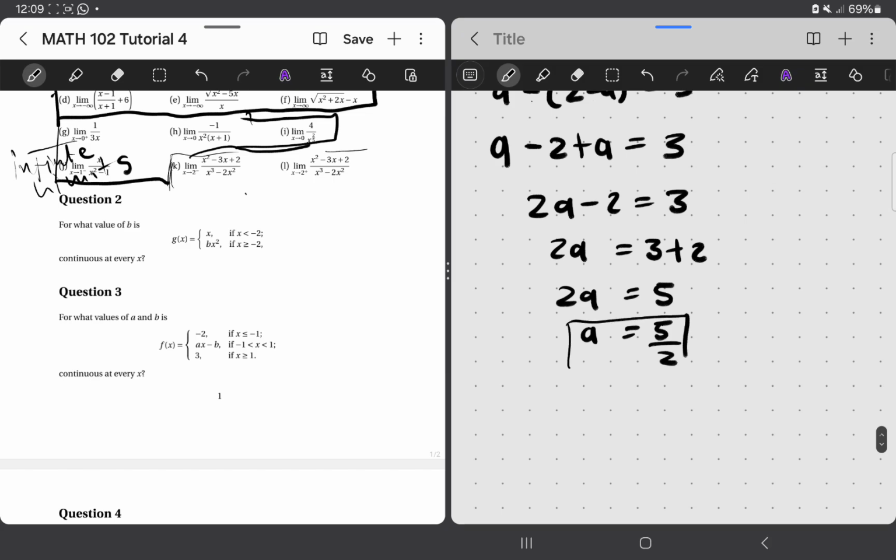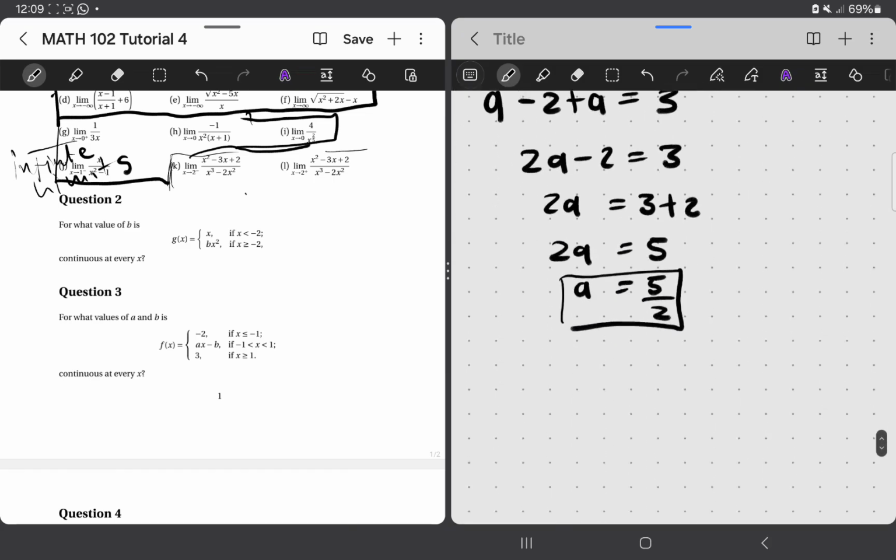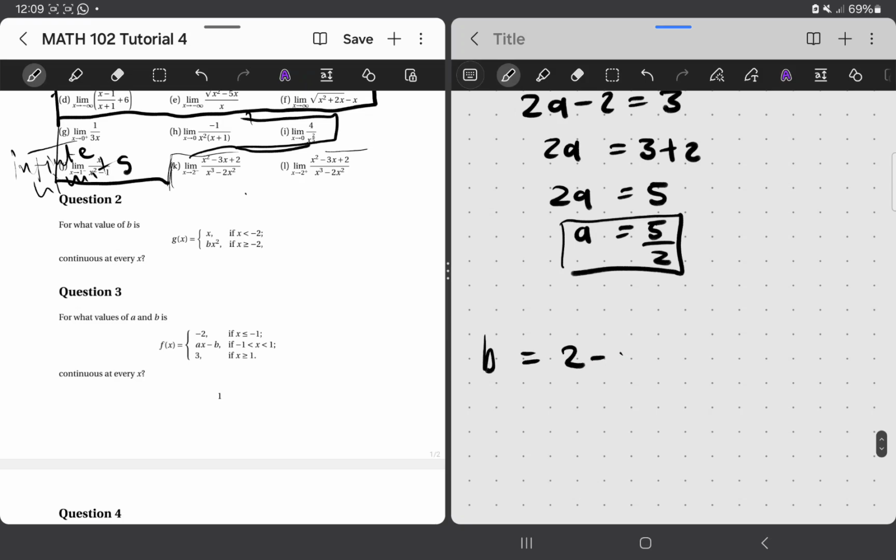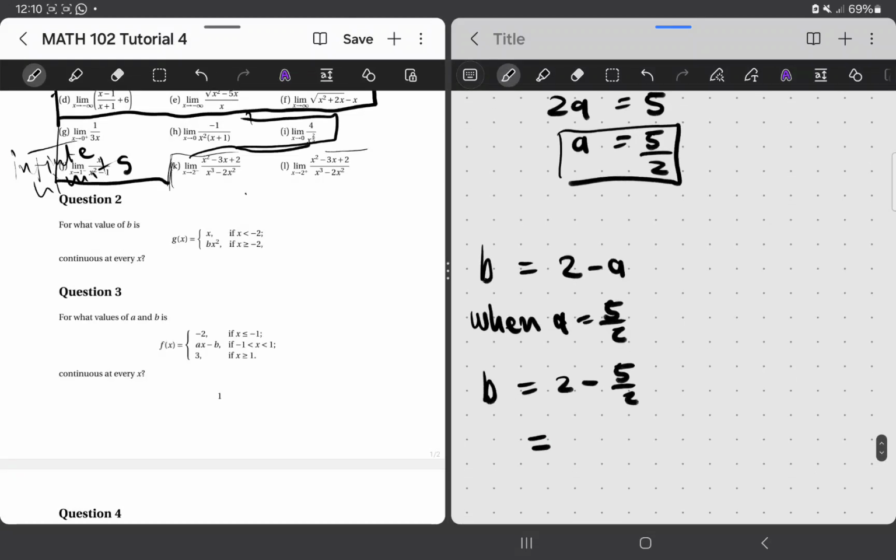Now, what did we say b was? You can say b is equal to 2 minus a. So when a is equal to 5 over 2, b will be equal to 2 minus 5 over 2, which is going to be equal to negative 1 over 2. You can put it in the calculator. You say 2 minus open bracket 5 over 2 close bracket is equal to. Then you press second function, then the a b over c button to change it to a fraction. You get negative half. So this is going to be your final solution.